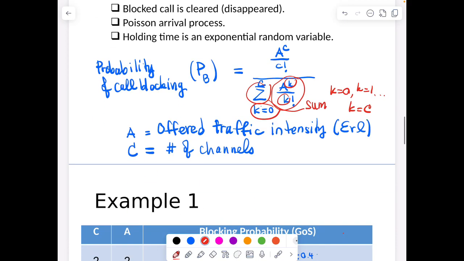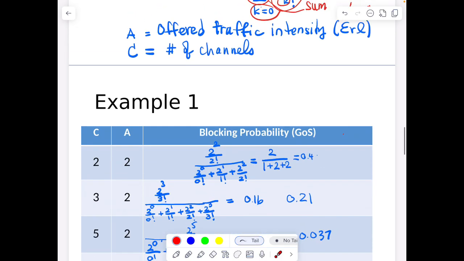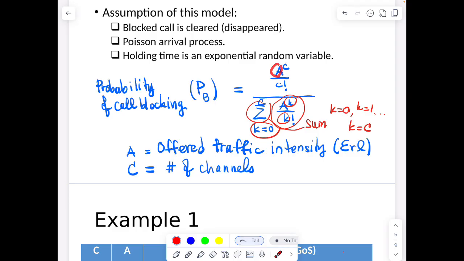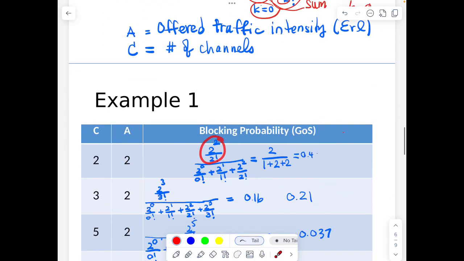Okay, so let's take a look at an example. A certain network has, for example, two channels, and traffic intensity is equal to 2. Okay, so that means only two channels, and that means there's a lot of traffic compared with the two channels. So let's compute blocking probability. If you use the formula, A is 2 raised to the power 2 divided by 2 factorial. Okay, so this is what you get. Divided by, okay.